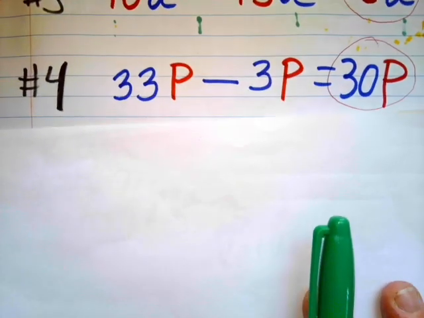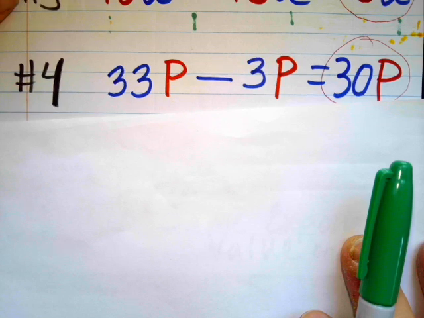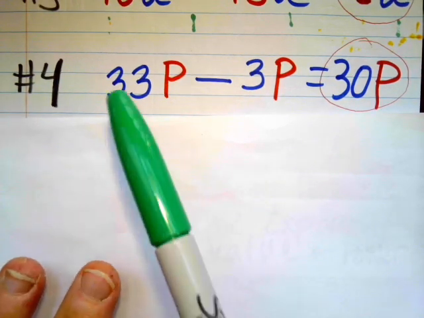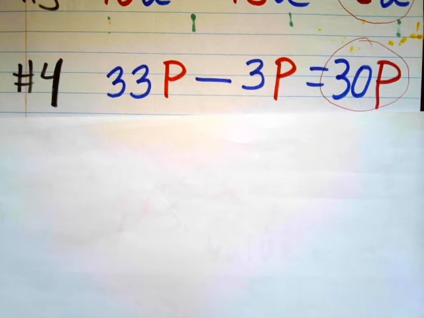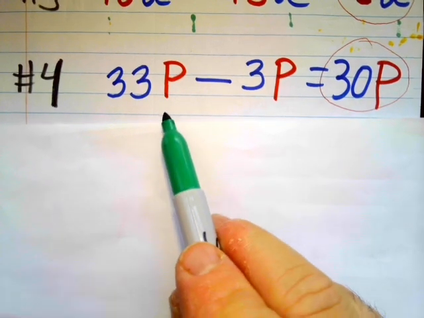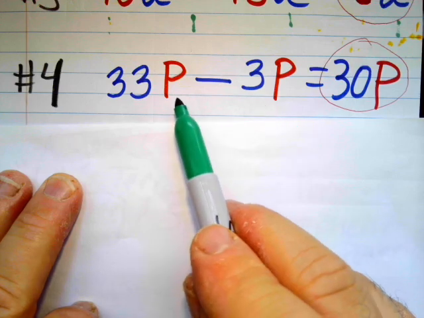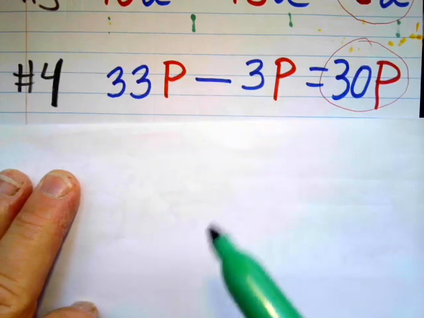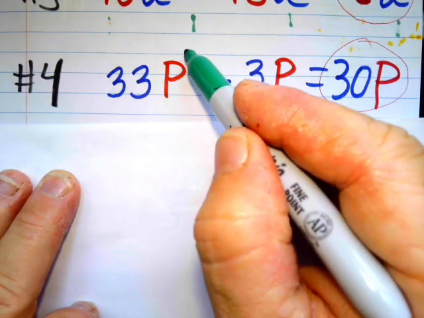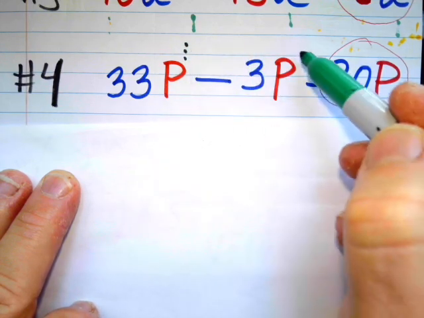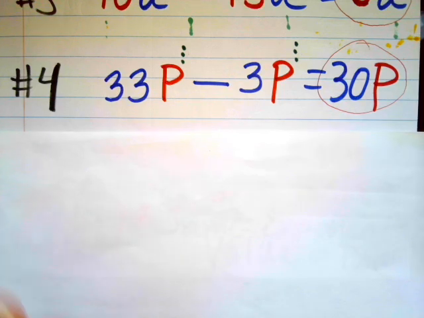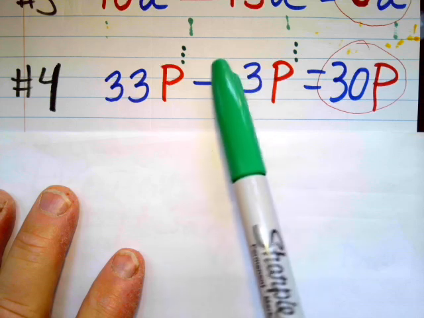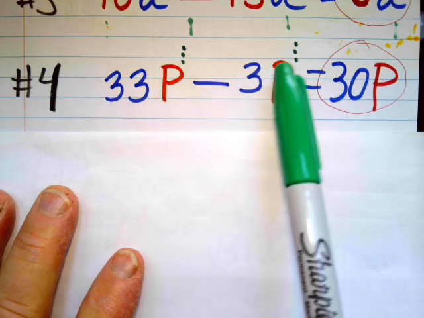Let's take a look here at example number 4. We have 33p minus 3p equals, well, let's take a look. Are these two bases the same? We have p and p. Yes, those bases are the same. And they're both to the invisible exponent of an invisible 1. It's not shown there in many of the problems. So to make things easier, you should write in that invisible 1.